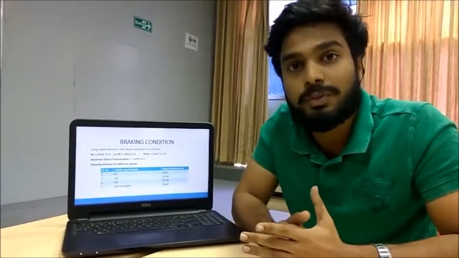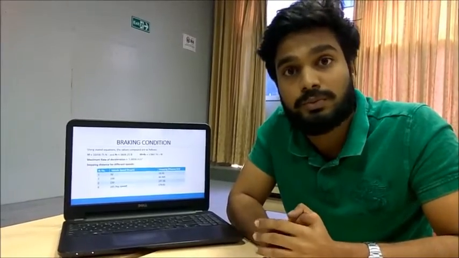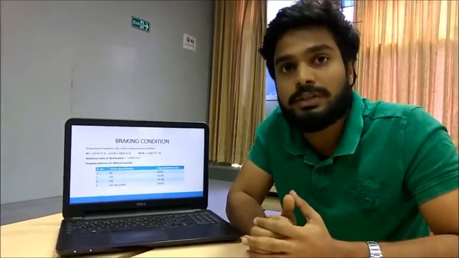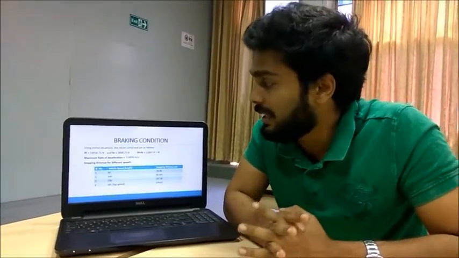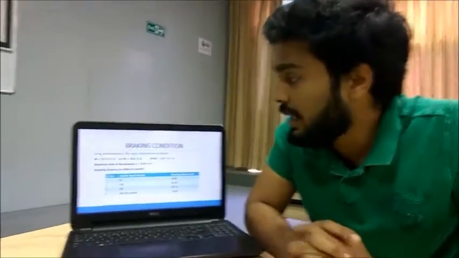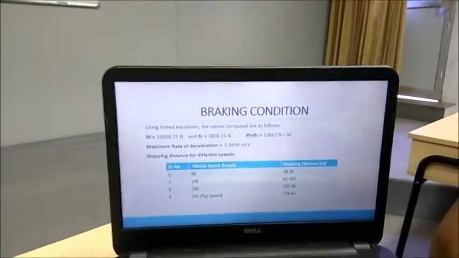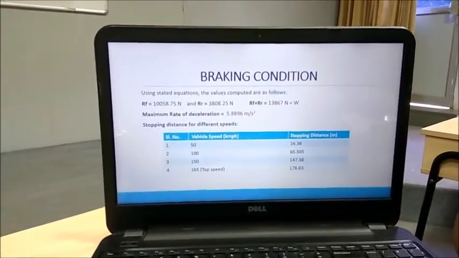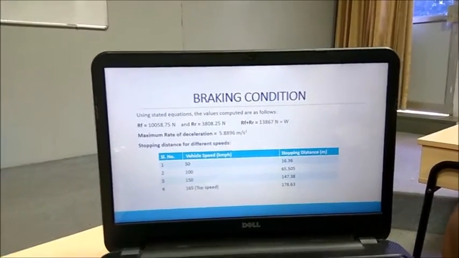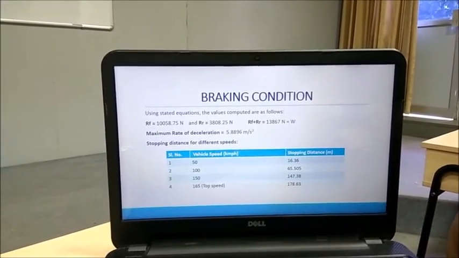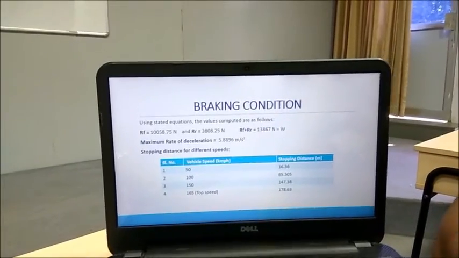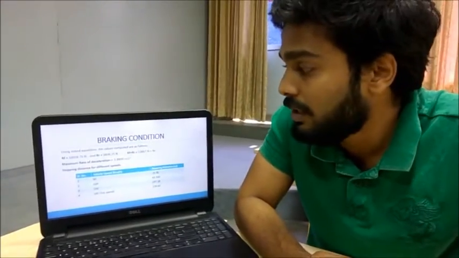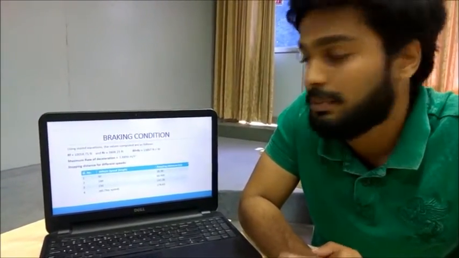So we've used these formulas to find out the braking conditions for a Maruti Swift. After doing our calculations, we have got the reactive force acting on the front wheel as 10,058.75 Newton and acting on the rear wheel as 3,808.25 Newton. If you add these two, it roughly comes around to 13,867 Newton, which is equal to the gross weight of the vehicle. Also, the maximum rate of deceleration as obtained from the formula is 5.8896 meter per second square.